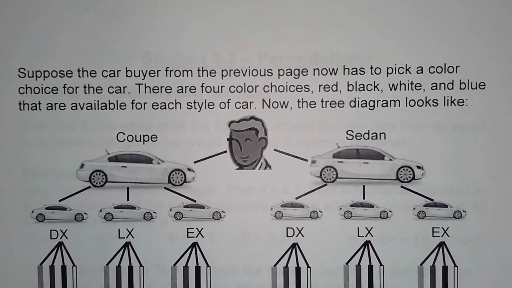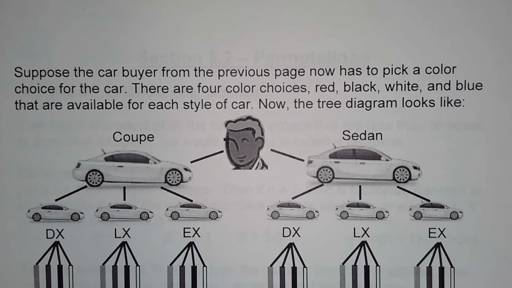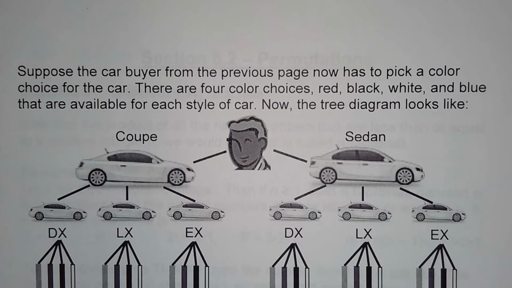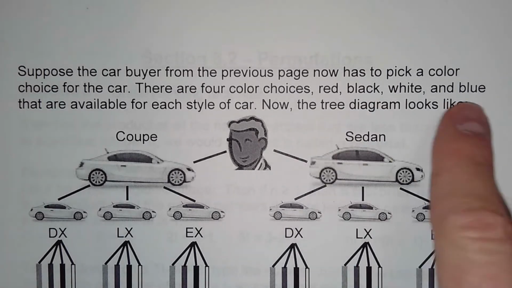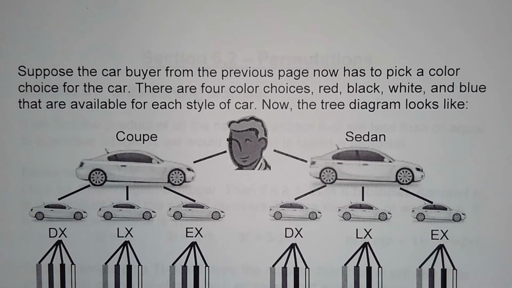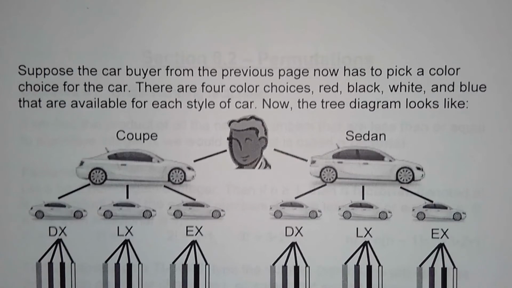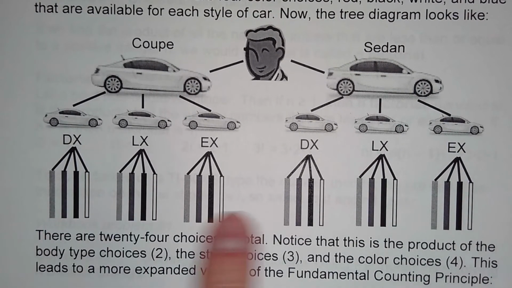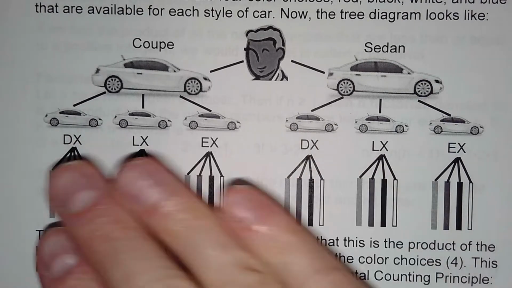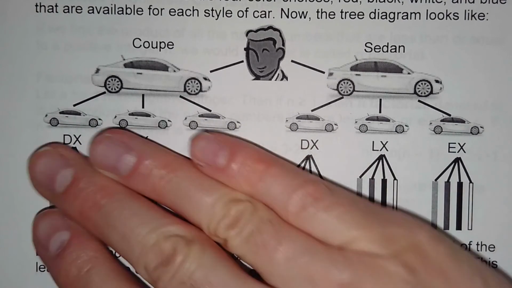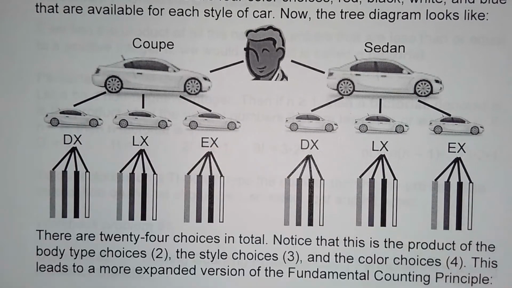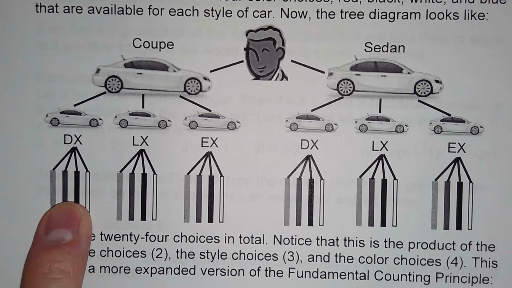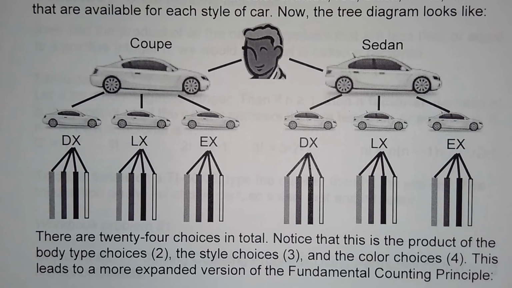Suppose the car buyer, from the previous page, now has to pick a color choice for the car. There are four choices: red, black, white, and blue, that are available for each style of car. Now our tree diagram looks like this. I know there's six choices from before, but now, for each of those six choices, I could then choose four colors. Now it gives a total of 24 choices.